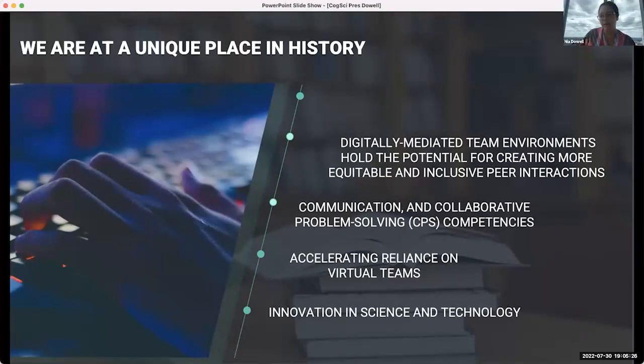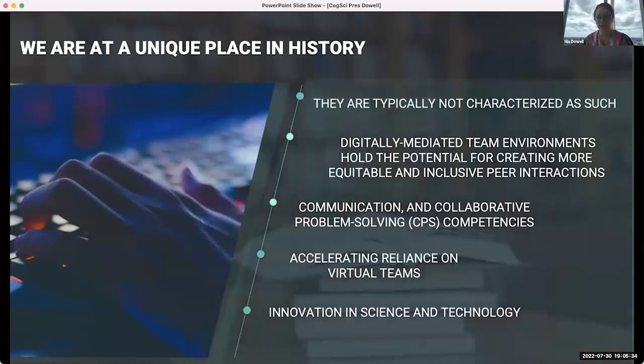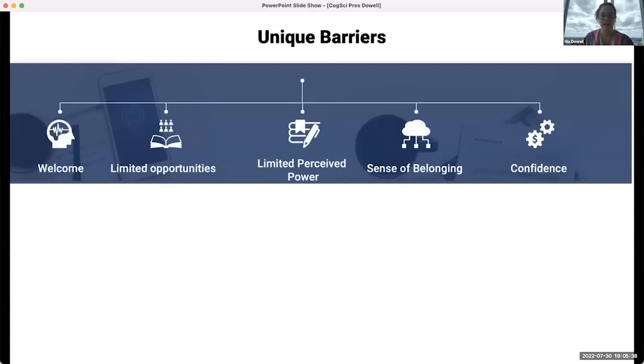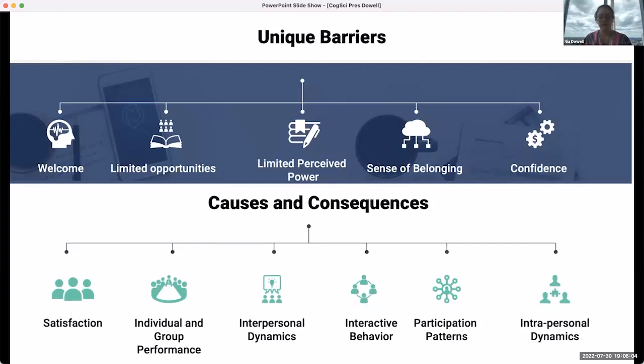And as a result, communication and collaborative problem solving have taken a central place in both research and policies. Now, these digitally mediated team environments hold the potential to be more equitable and inclusive for different populations, but unfortunately, they're not characterized as such. In team environments, women and underrepresented minorities face a host of different issues or barriers, such as not feeling welcome to participate, limited opportunities to participate, limited perceived power when they do engage with others, and consequences being lower sense of belonging when you leave an interaction, and lower self-efficacy.